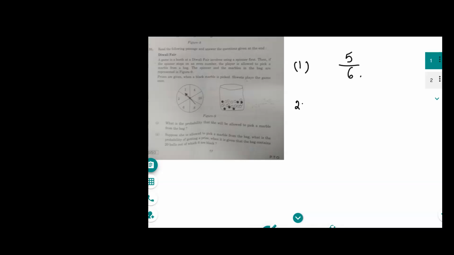And for the second subdivision, suppose she is allowed to pick a marble from the bag. What is the probability of getting a prize? So the bag contains 6 black out of 20. So the probability of winning the game is 6 over 20, which is equal to 3 over 10.